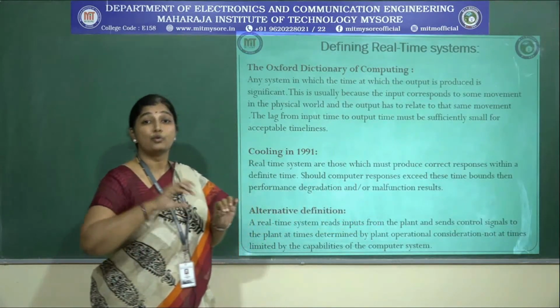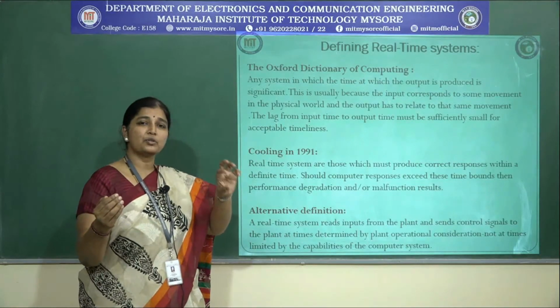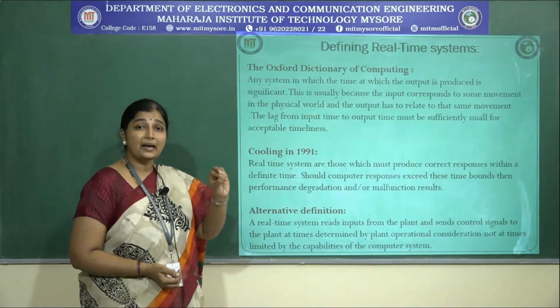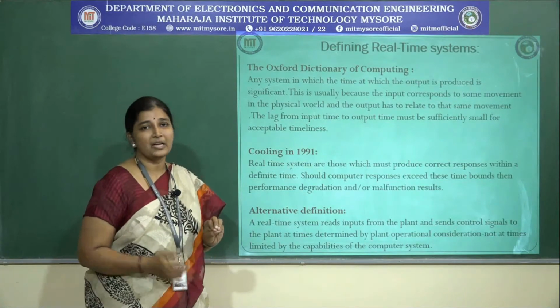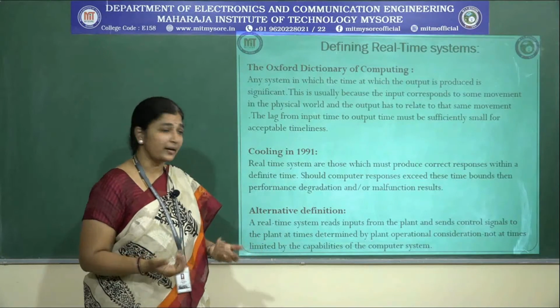So, you are not taking those responses which have variation in the output. Those responses which are apt and which occur exactly at the right amount of input, you consider that as a real-time system. Else you can say that the system is malfunctioning. Okay, it is not correct.